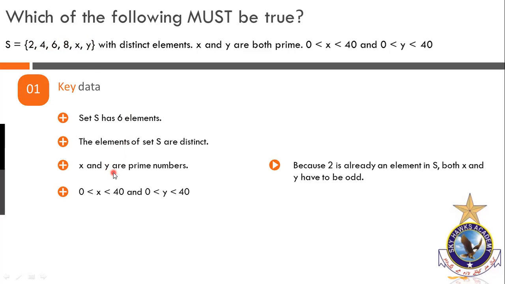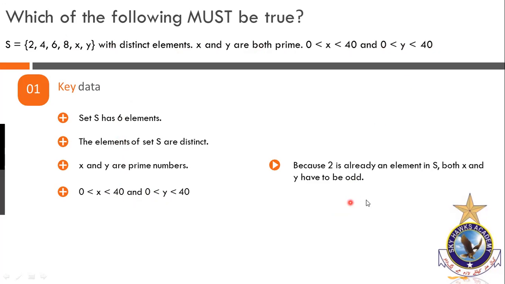That is, x and y are prime numbers. You know the prime numbers. And the fourth is that x and y both lie between 0 and 40. So they cannot exceed 40, and they cannot be negative numbers. So these are the four key pieces of information, the key points about this set and the given condition.